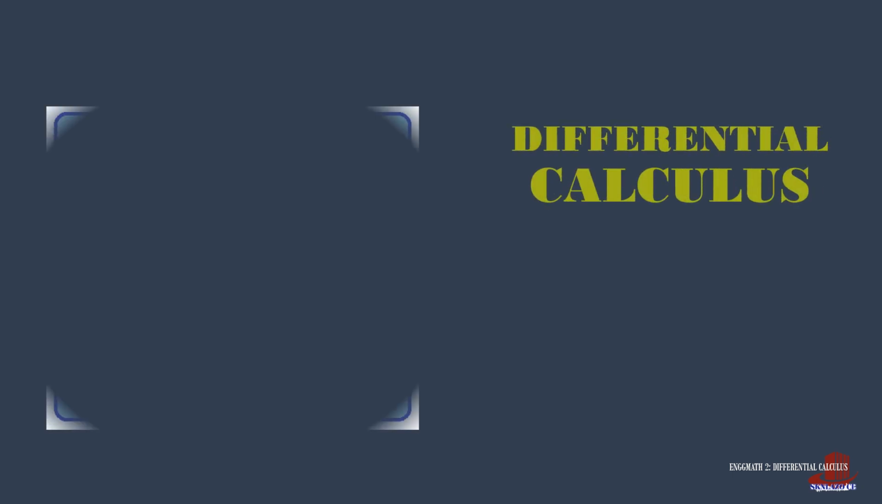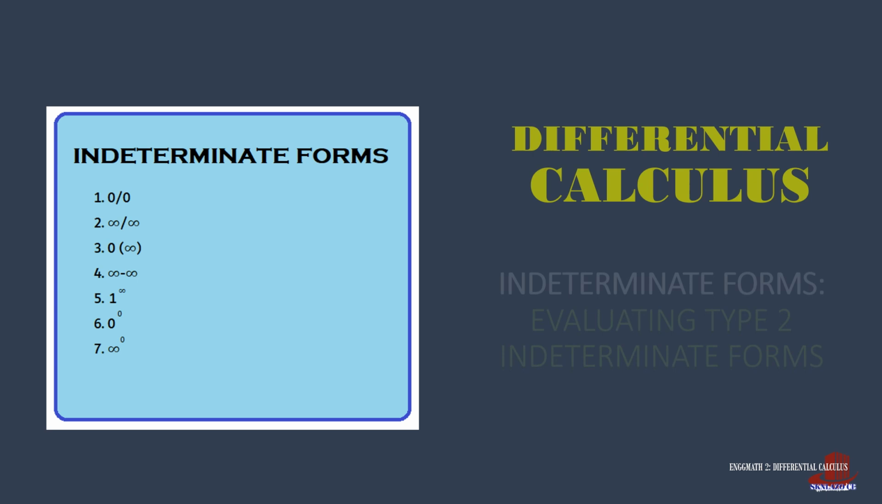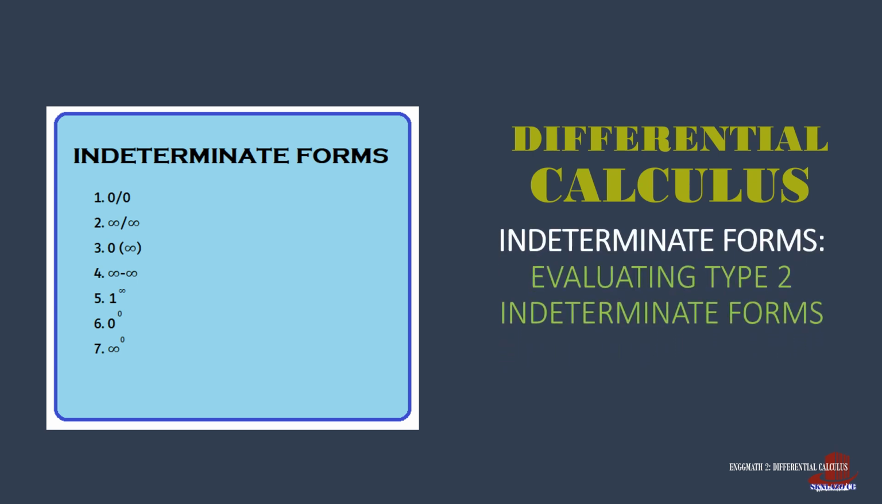Type 2 indeterminate forms include a product of 0 and infinity and a difference of two infinities. There are different approaches to evaluate such indeterminate forms. Learn them here in differential calculus.